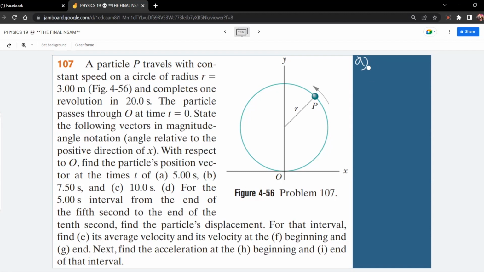Before you do that, a simpler problem: how do you describe the position vector of a particle with a fixed radius, constant speed, and the center of the circle at the origin?